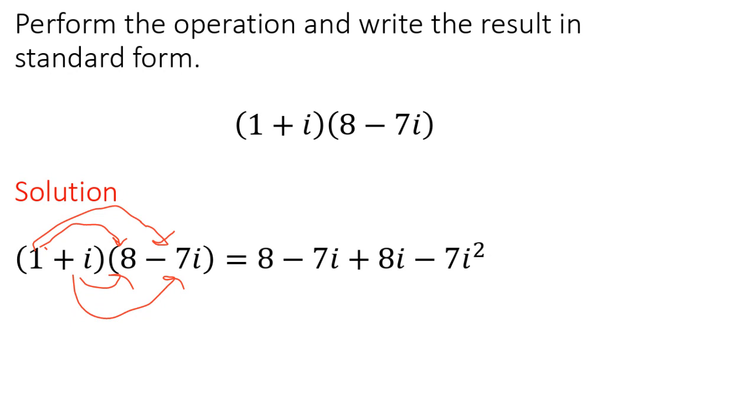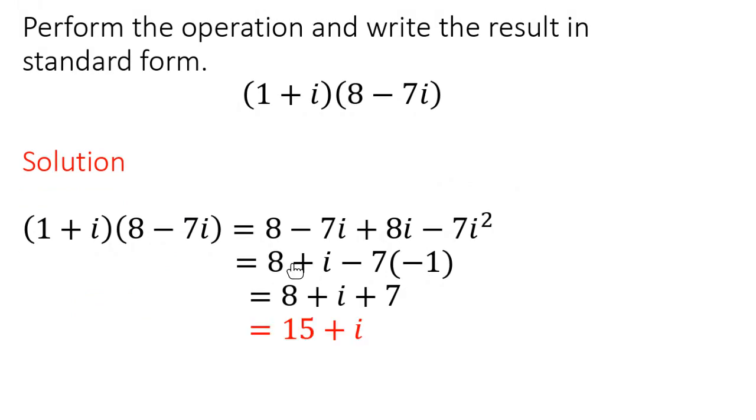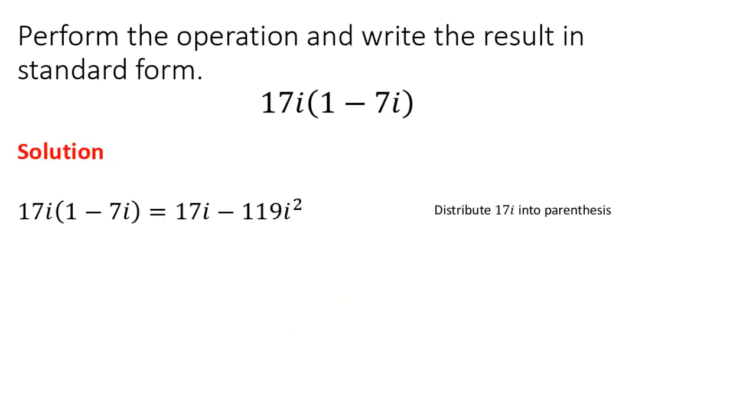Okay. So our next step is to combine like terms. But first, notice that i squared is equal to -1. So here, instead of i squared, I can replace it with a -1. Okay, so I have 8 plus -7i plus 8i gives me the i. And -7 times -1 is a +7. And 8 plus 7 is 15 plus i. It is in standard form, so I'm good to go.